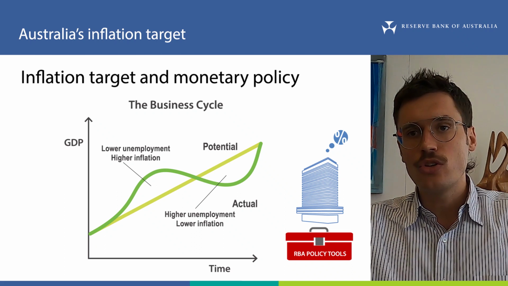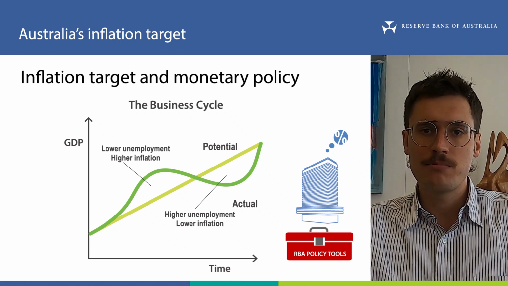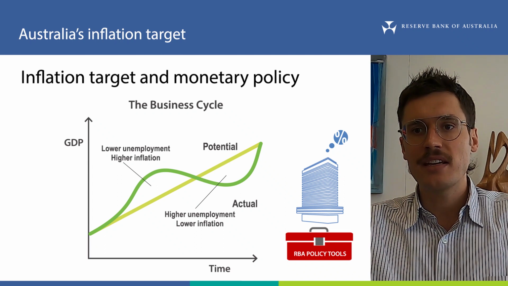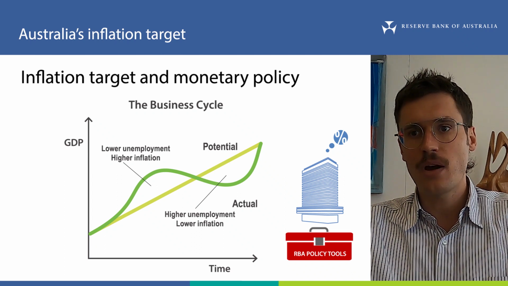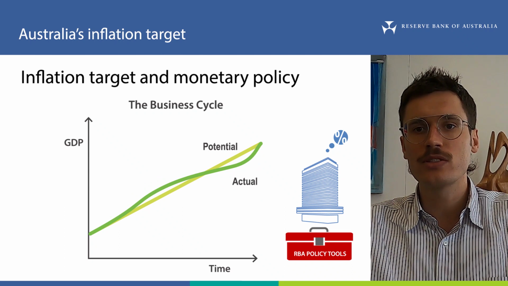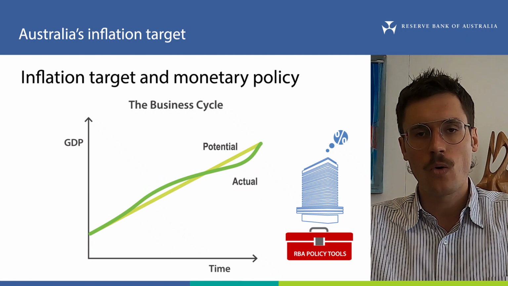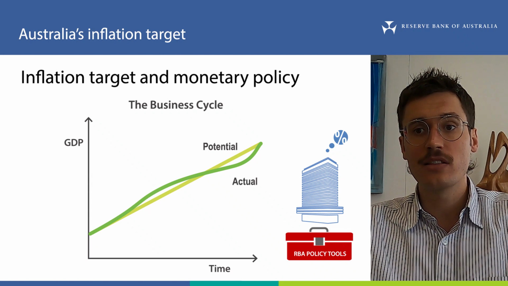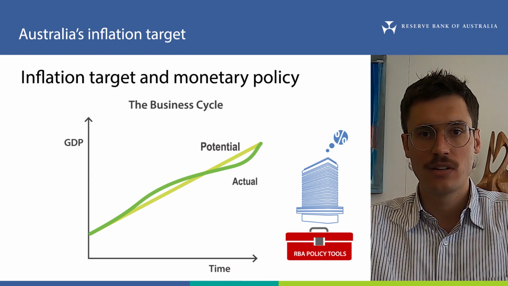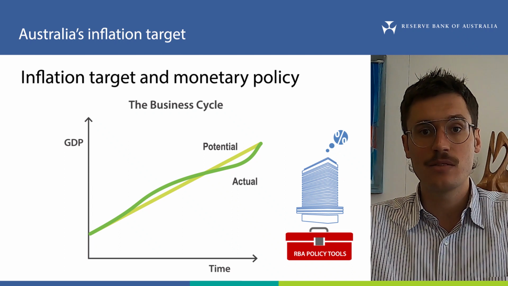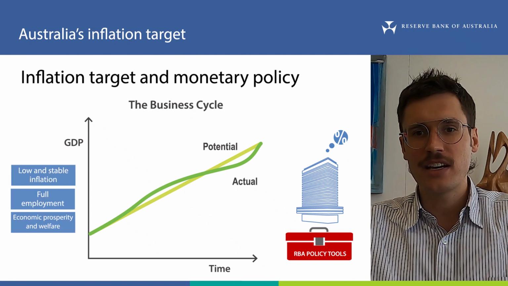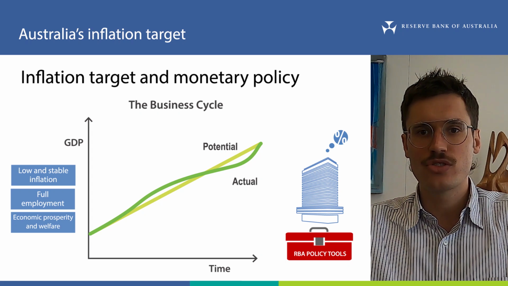So that's how the RBA uses monetary policy to influence the business cycle. Another way you could think about this is that the RBA conducts monetary policy to bring that wavy line as close as possible to the straight line. Or, in other words, the RBA wants the actual economy to perform as close as possible to its potential, since this is usually consistent with low and stable inflation, full employment, and promoting the economic prosperity and welfare of Australians.